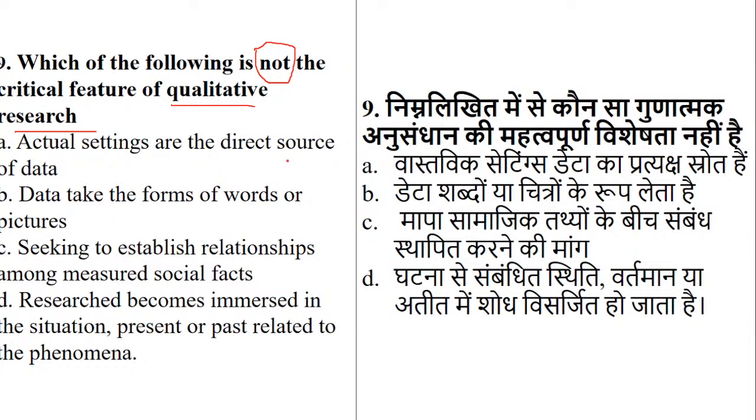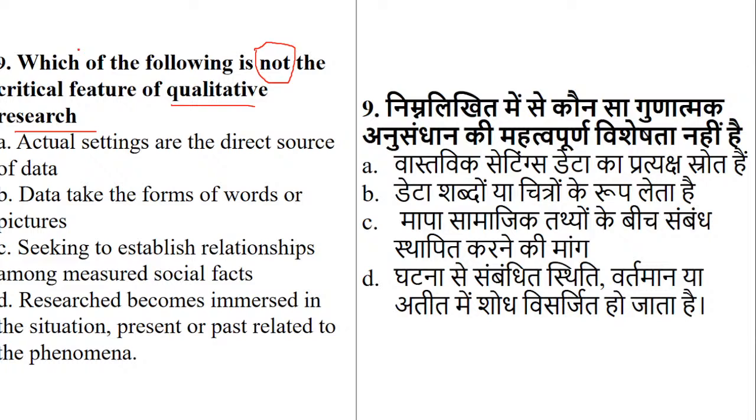Actual settings are the direct source of data. Data takes the forms of words and pictures. Seeking to establish relationship among the measured social facts. Or researchers become immersed in the situation, present or past, related to the phenomena. Okay, so what will not be the qualitative research feature? You should understand what is qualitative and quantitative research. I'm just waiting for answers from everyone.